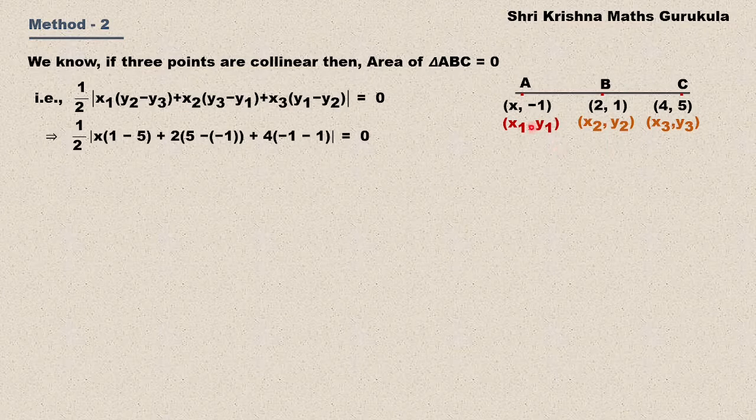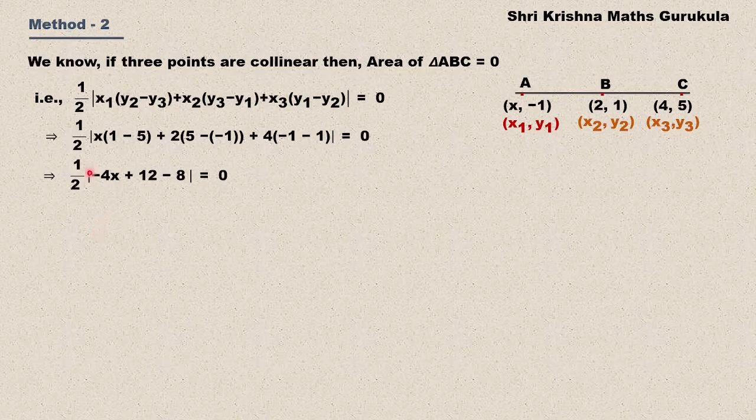Now we will apply these values to the formula. We are calling this as x1, y1, b as x2, y2 and c as x3, y3. So now first part is x1 into (y2 minus y3). x1 is x into (y2 minus y3), that is 1 minus 5. Now plus x2 into (y3 minus y1). x2 is 2, so 2 into (5 minus of minus 5 plus 1). So this will be 2 into 6 plus x3 into (y1 minus y2). That is x3 is 4, y1 minus y2 is minus 1 minus 1. That is equal to 0.